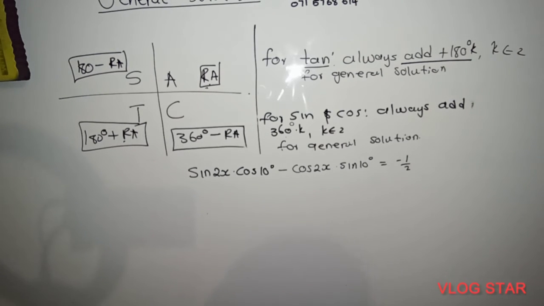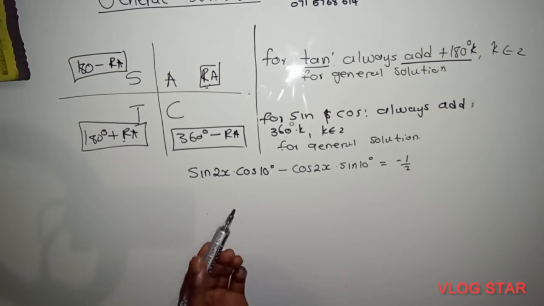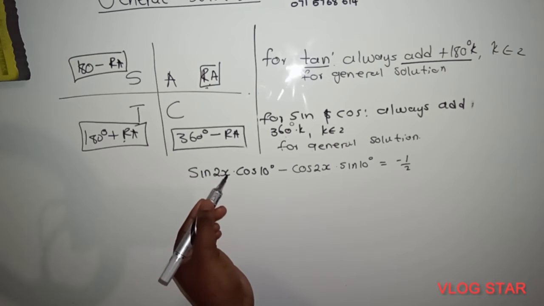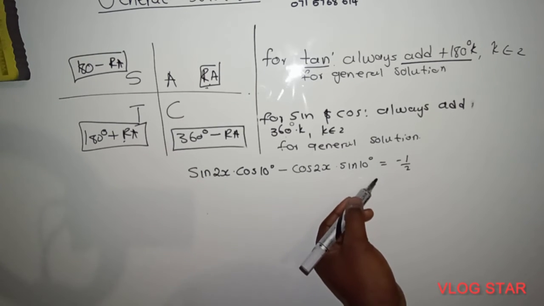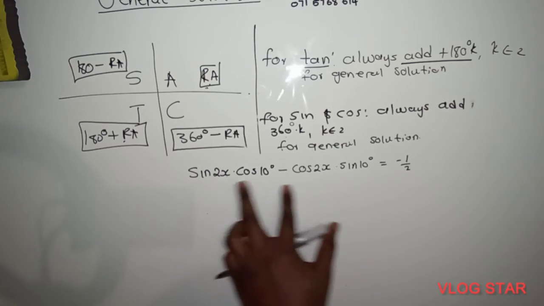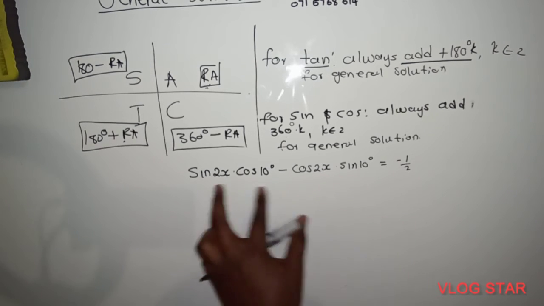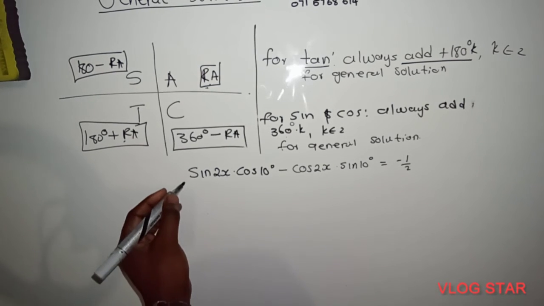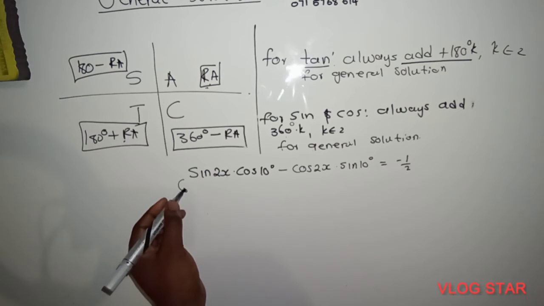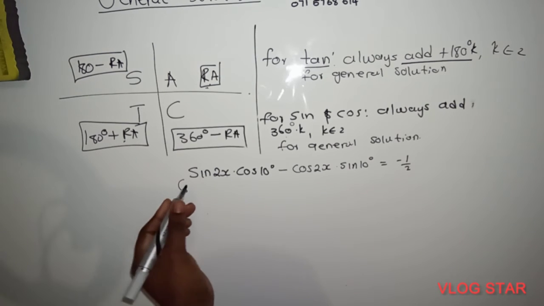In this equation, as you can see, we are given sine 2x, cos of 10, cos of 2x, sine of 10 degrees. We're repeating the same angles here, which is going to give us the double angles, right? We have to go and check the double angles. Remember the double angles identity.